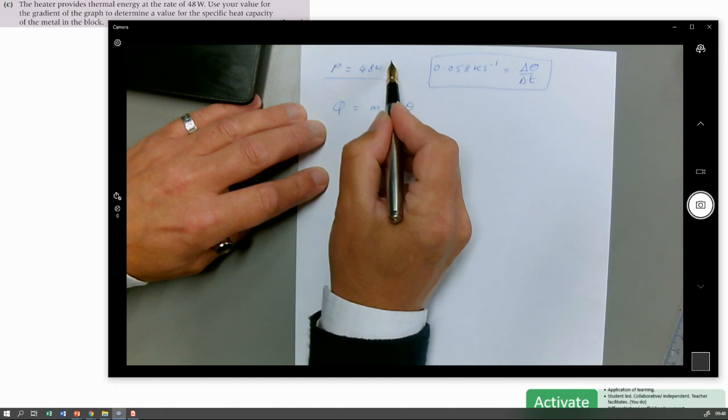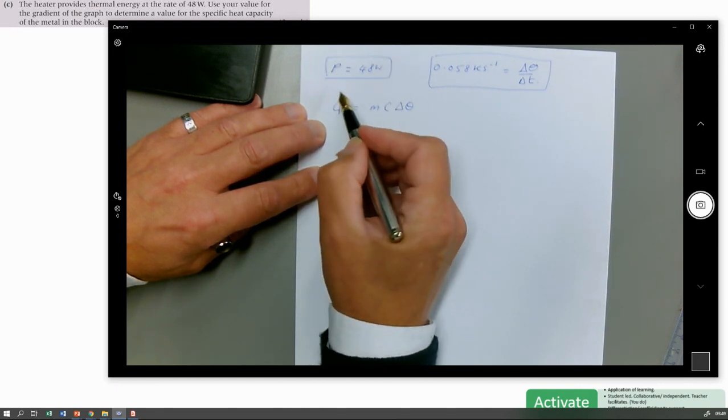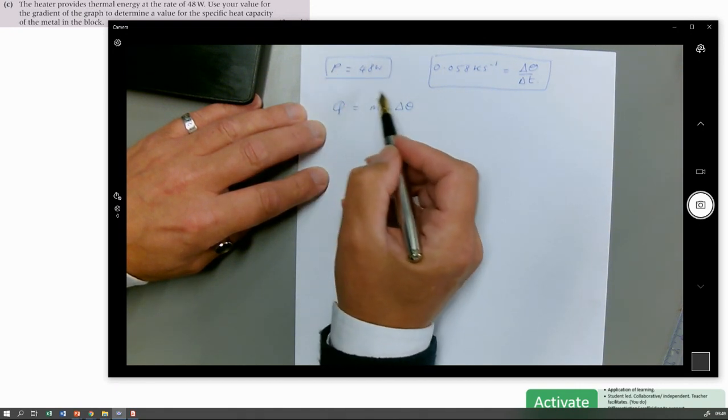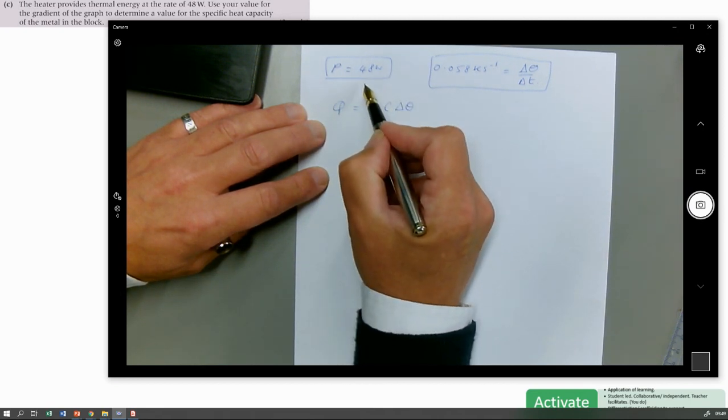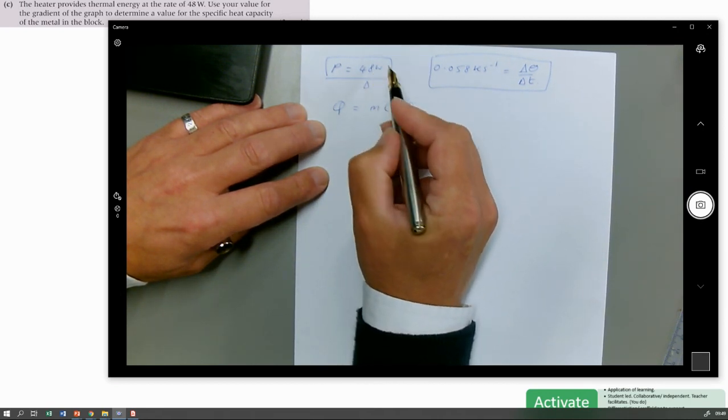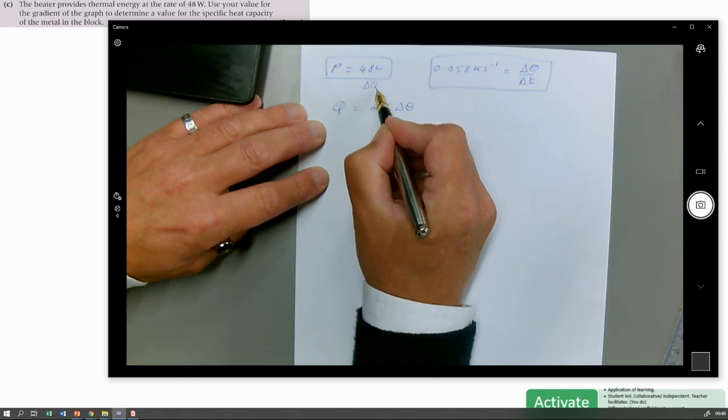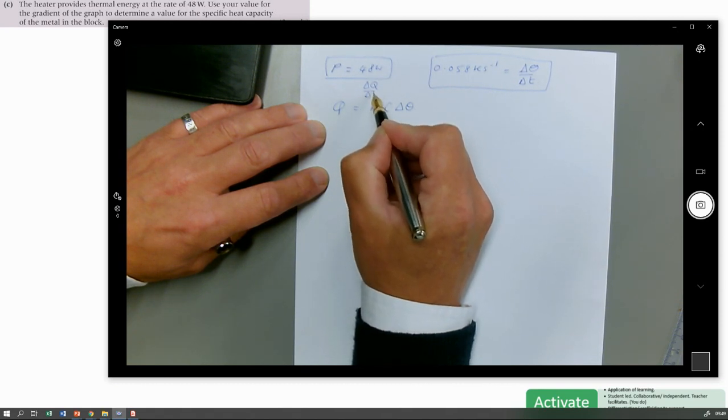This is the power that was given to it. That power is the rate of supply of energy. So that, in fact, is dQ by dt.